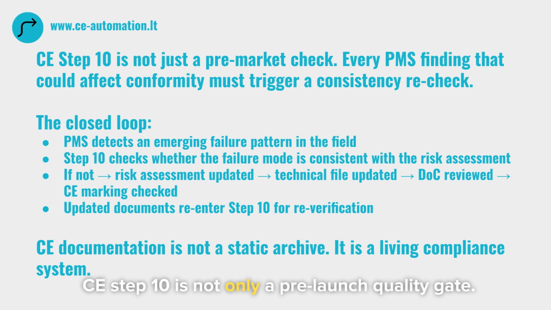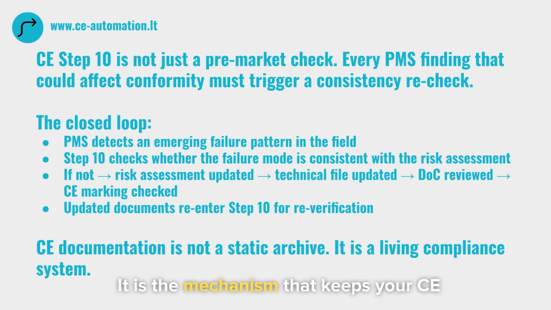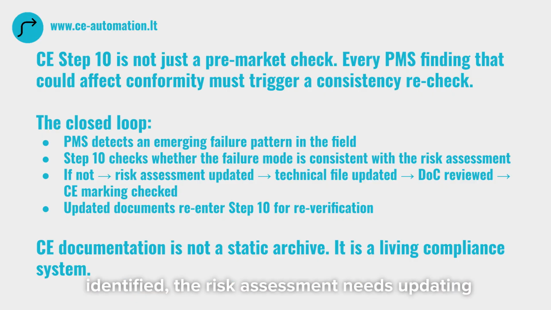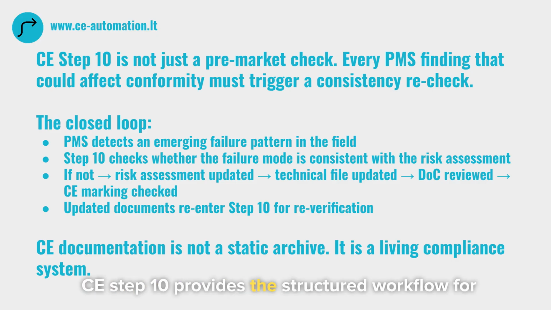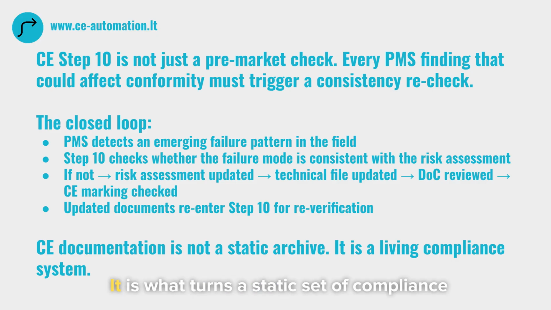CE Step 10 is not only a pre-launch quality gate. It is the mechanism that keeps your CE documentation consistent as the product evolves in the field. When post-market surveillance, Step 9, detects an incident pattern, that finding must be checked for consistency with the risk assessment. If it reveals a failure mode not previously identified, the risk assessment needs updating, and every document that depends on it needs rechecking. CE Step 10 provides the structured workflow for that recheck. It is what turns a static set of compliance documents into a living, auditable system.